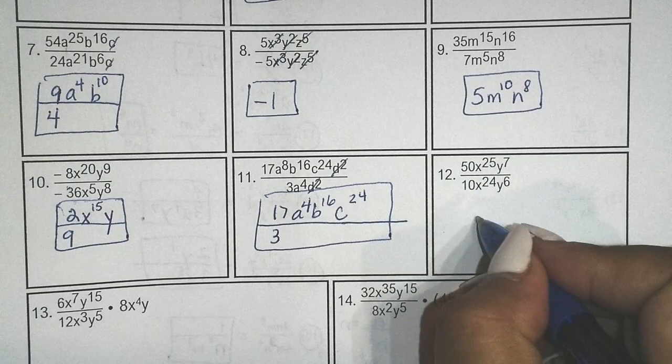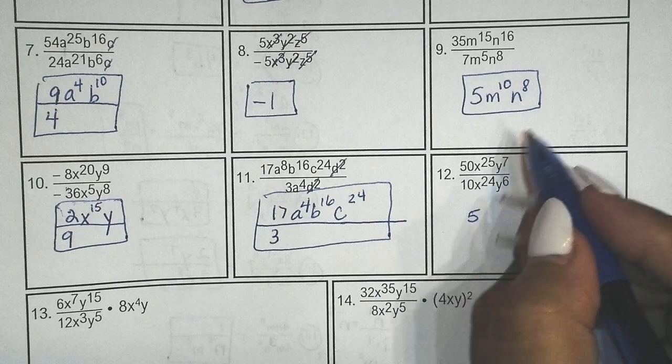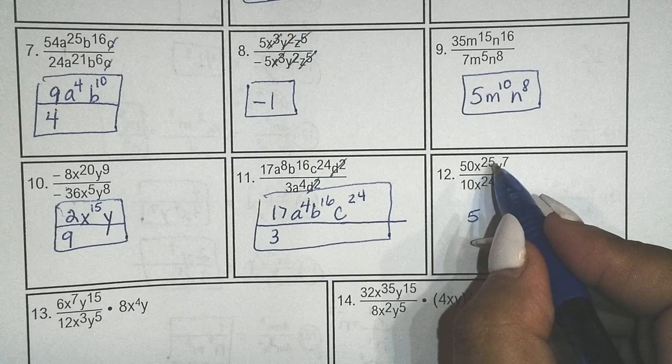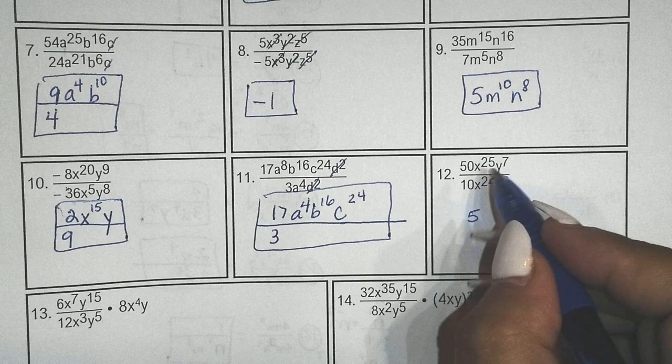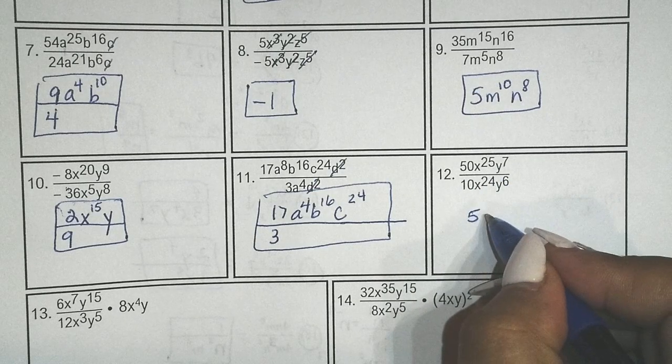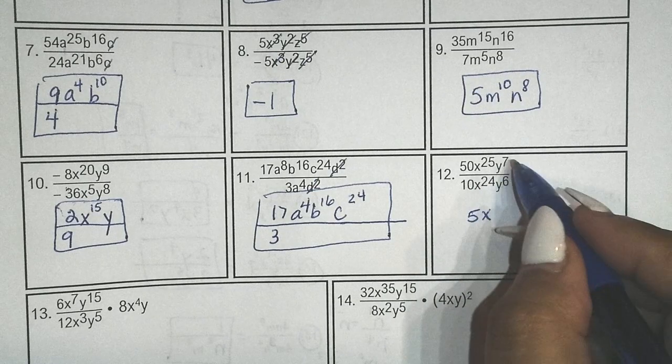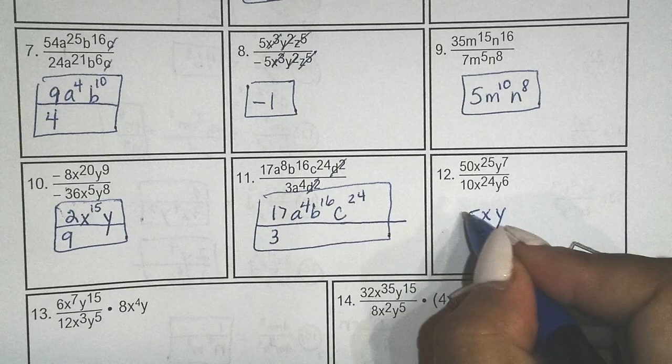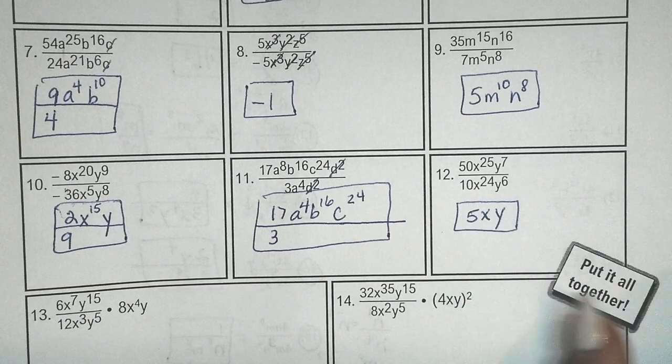12. 50 divided by 10 is 5. Now here I have 25 x's on top, 24 x's on the bottom. 25 minus 24 is 1, so x. And 7 minus 6 is 1, so y. So my answer is 5xy.